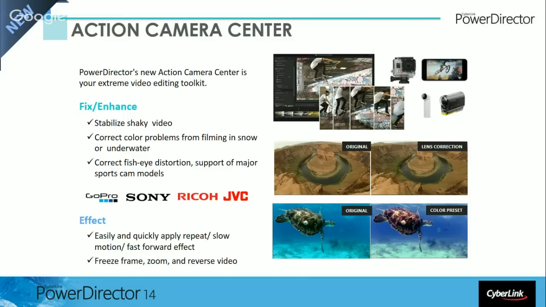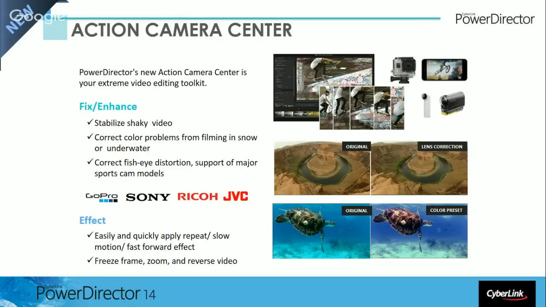And the second one is the effect, especially the speed effect. Usually if you are taking 10 minutes of action camera footage, there may be only 30 seconds that are the best part. We want to make slow motion for some good parts, and fast forward for some not so good parts, but we use them as a bridging shot.